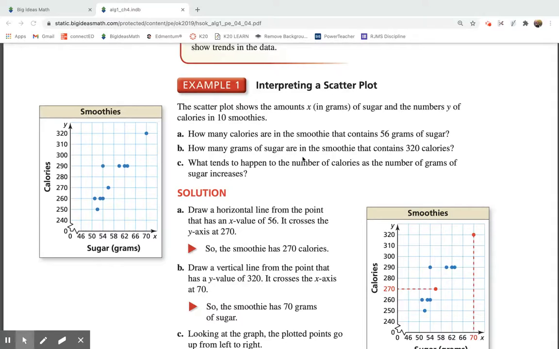B says how many grams of sugar are in the smoothie that contains 320 calories. So we would find 320, and it is 70 grams of sugar. C says to see what tends to happen to the number of calories as the number of grams of sugar increases. So as our sugar increases, if you notice, overall our calories also increase. So that's what you would say. You could say they increase as well.